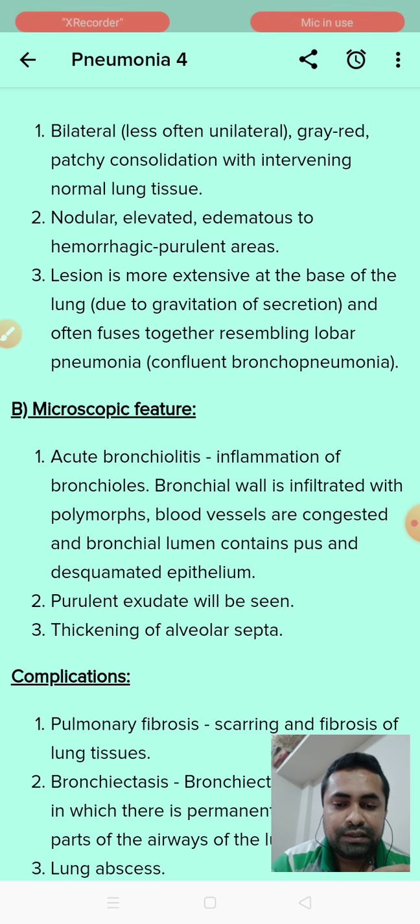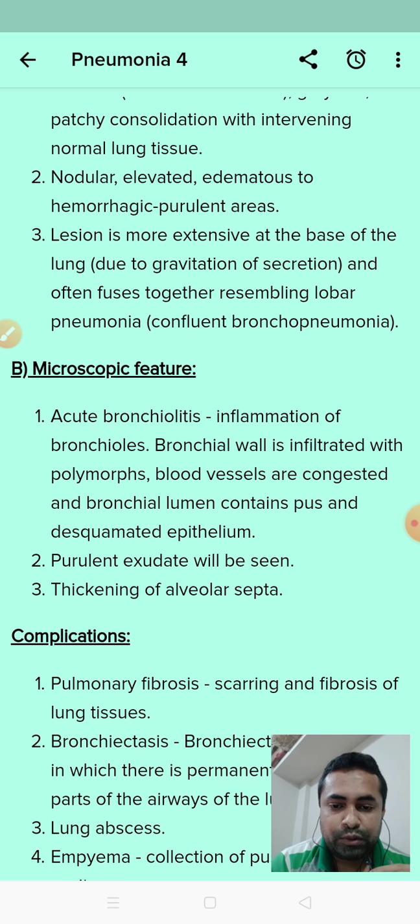Desquamated epithelium means, desquamation means peeling off. Something is shed like skin, that is called desquamated. So epithelium is peeled, epithelium is desquamated, or epithelium is shed. Okay. Further, purulent exudate will be seen, and there will be thickening of alveolar septa. Septa is wall. Septa means wall.